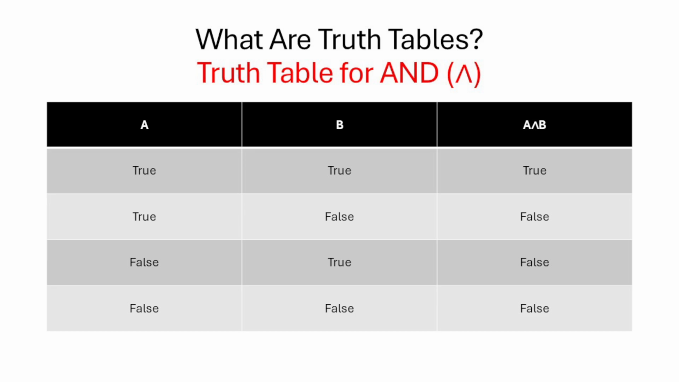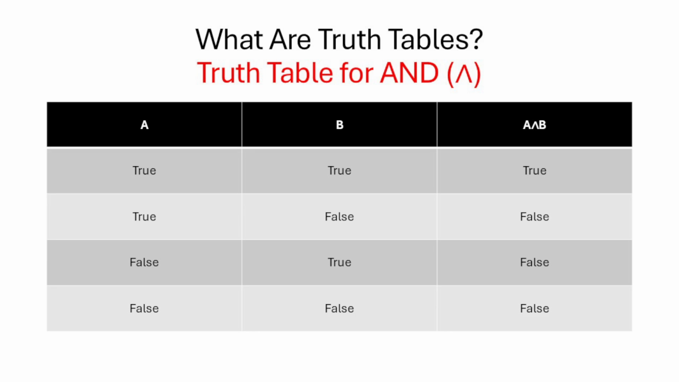And then in the next row, we have essentially the opposite. This time, A is false and B is true. But the result is still the same. The statement A and B is still false. And finally, we have A is false and B is false. And again, this results in the statement A and B equating to false.